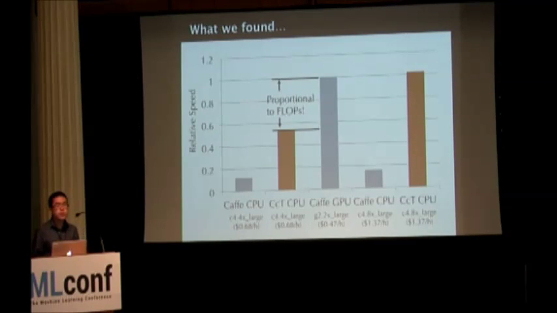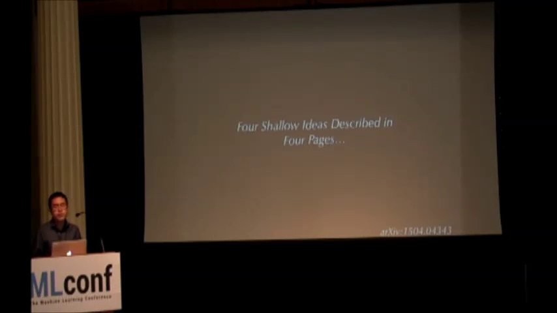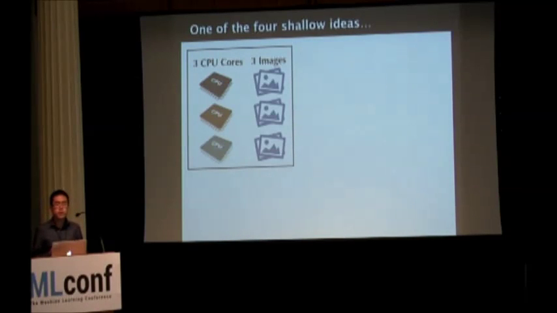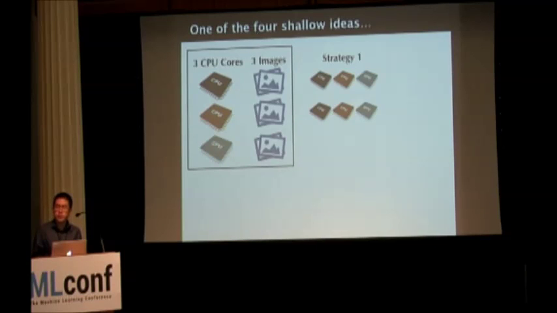Presently, how to achieve this speedup is actually pretty simple. We have a 4-page workshop paper to discuss 4 very simple techniques. And let me tell you one of them. Suppose we have 3 CPU cores and 3 images in a single batch that we can process in parallel. There are 2 strategies that we can do. We can either allocate all the cores to process a single image in parallel, and after they finish the processing, we ask them to move on to the next image and then the third image. This is the strategy that is currently implemented inside Caffe.